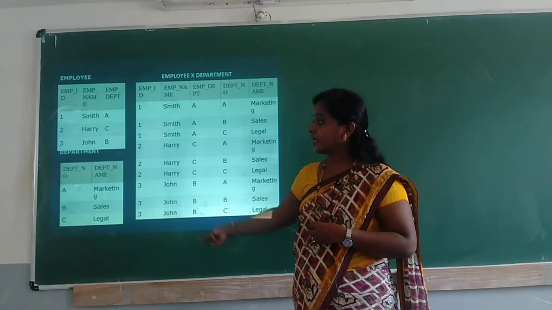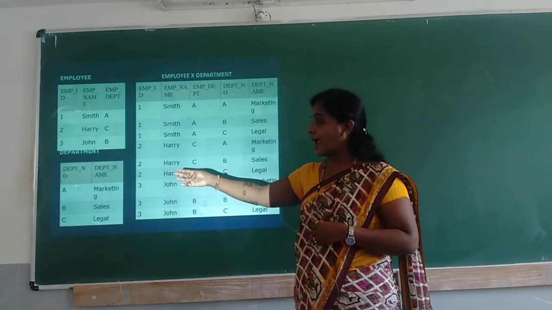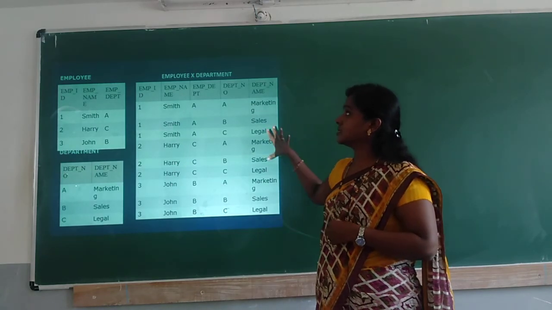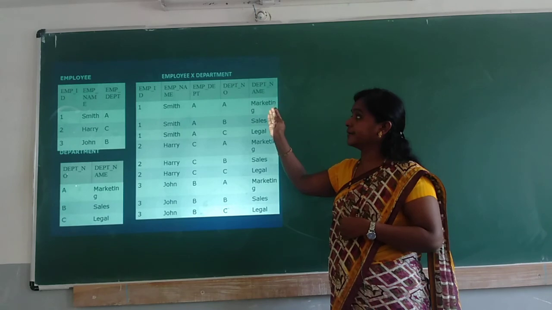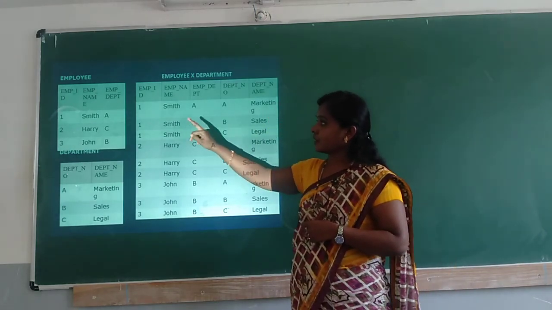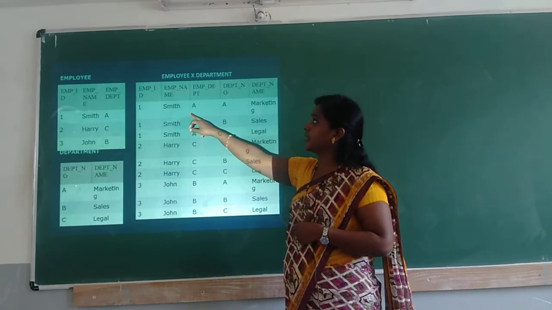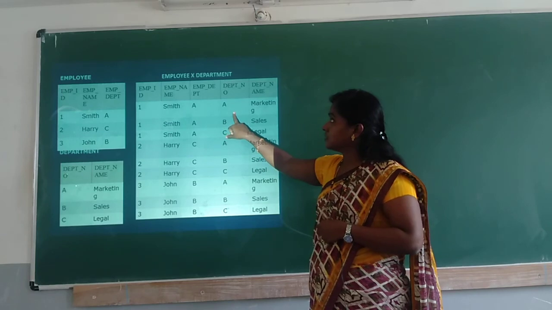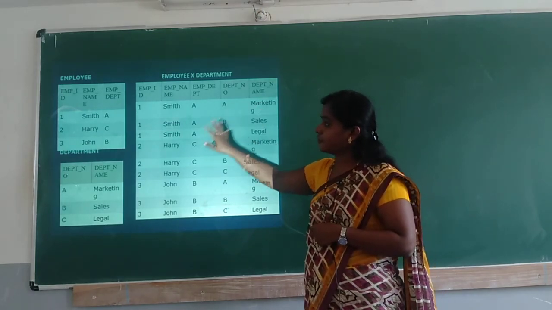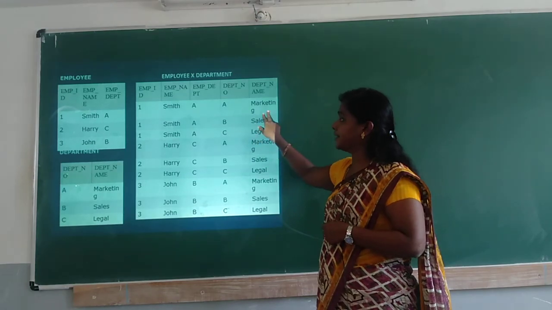In the department table, we have department number and department name. So this is the Cartesian product of employee and department. See here, employee ID 1, Smith is the employee name and employee department is A. So this is a row of the department table, with department number and department name.